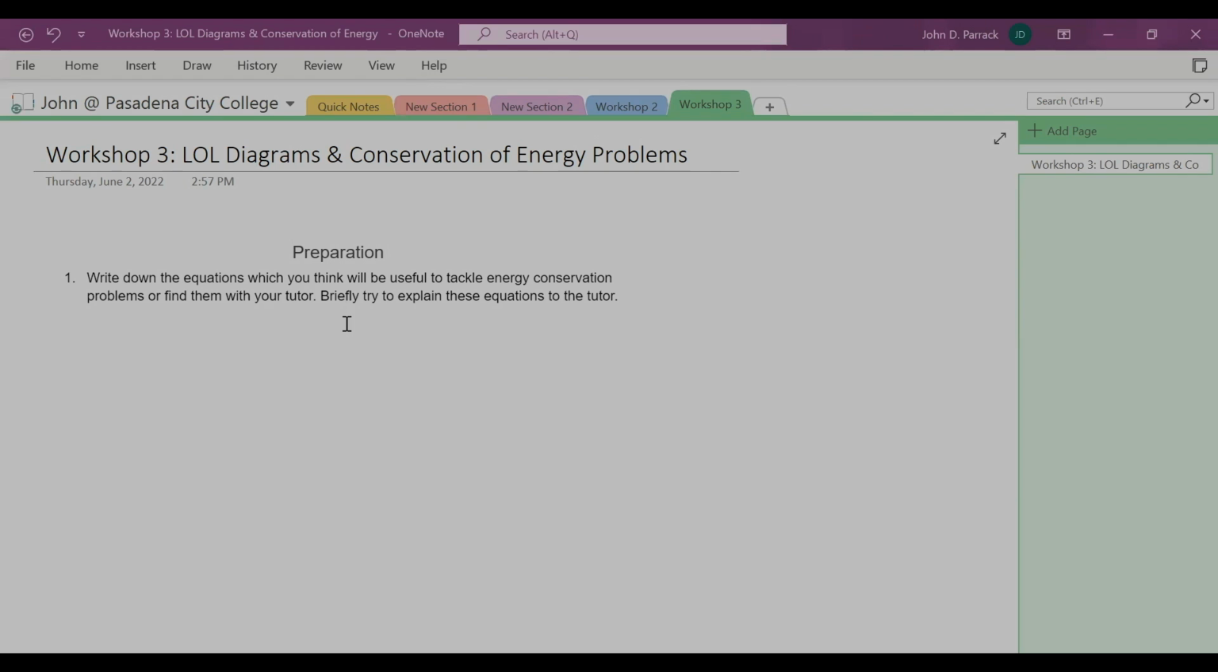So to begin, I want to do a little preparation. We're just going to write down the equations that we think will be useful to tackle energy conservation problems. If you already know this and you're watching the recording, maybe give it a pause and think about it before I start writing them down.